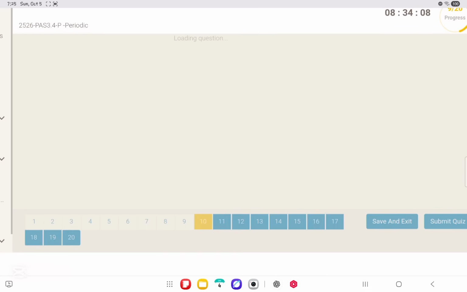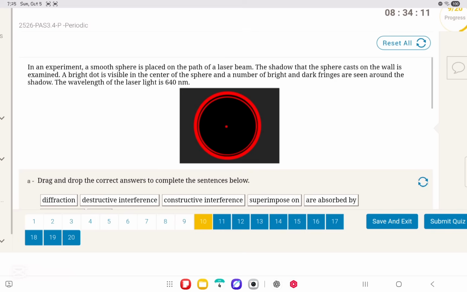Let us now move on to question number 10. What does it say in question number 10? Okay, in an experiment, a smooth sphere is placed on the path of a laser beam. The shadow that the sphere casts on the wall is examined. A bright dot is visible in the center, so this is our central brightness of the sphere. So this over here is our central brightness. And a number of bright and dark fringes are seen around the shadow. So this is the first darkness, then the first brightness, then the second darkness, and the second brightness.